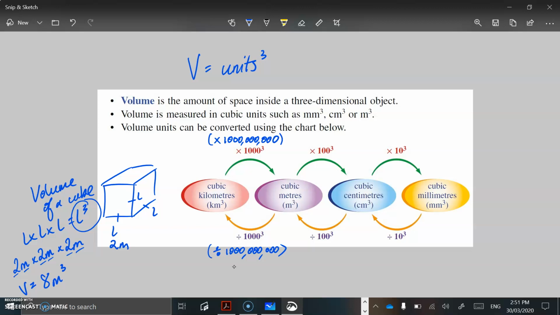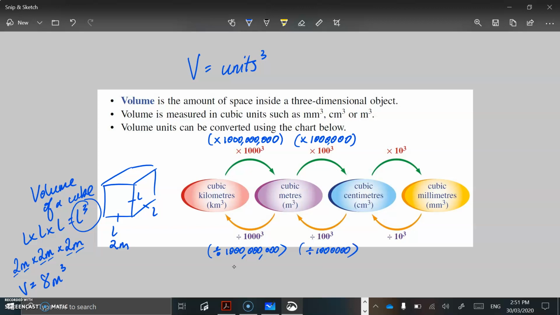The same thing with meters cubed to centimeters cubed. There are 100 centimeters in 1 meter, but we're not going to multiply by 100 going from meters cubed to centimeters cubed. We have to multiply by 100 cubed, and 100 cubed is actually 1,000,000. So I'm going to multiply by 1,000,000, or move the decimal place 6 times. If we're going backwards, we're not going to multiply by 1,000,000, we're going to divide by 1,000,000.